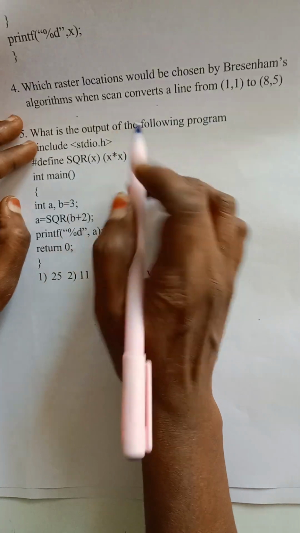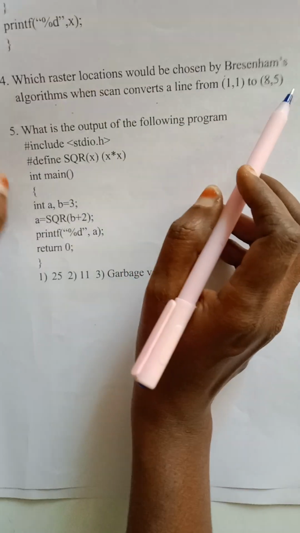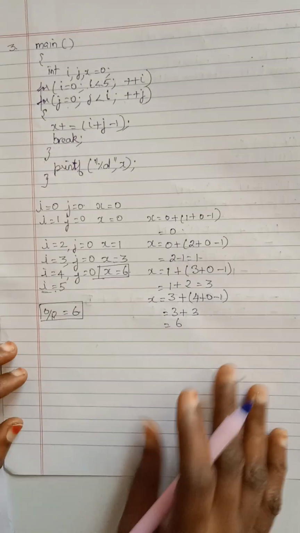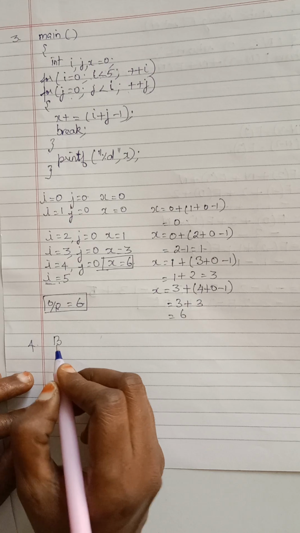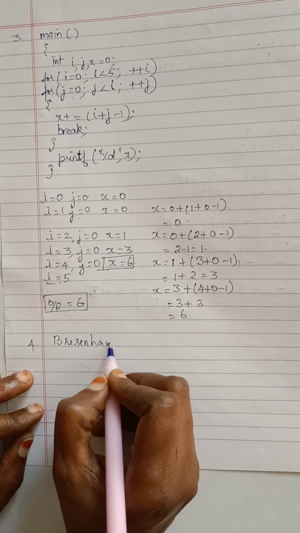Which raster location should be chosen by Bresenham's algorithm when it scan converts a line from (1,1) to (8,5)? So it is the Bresenham line drawing algorithm.